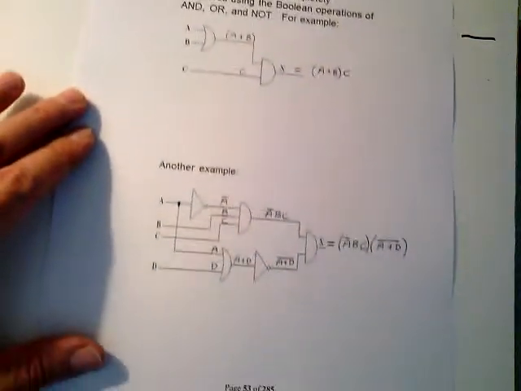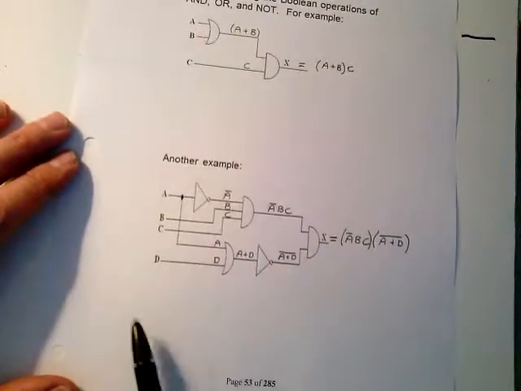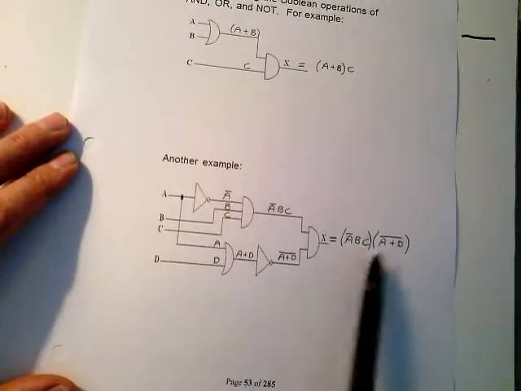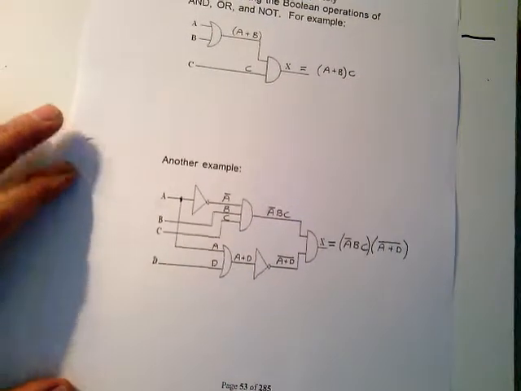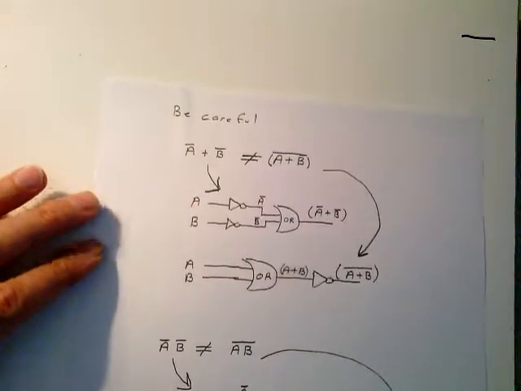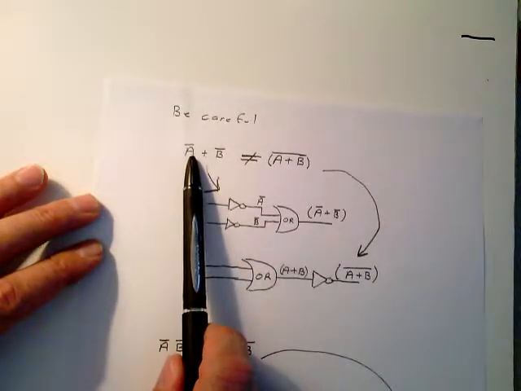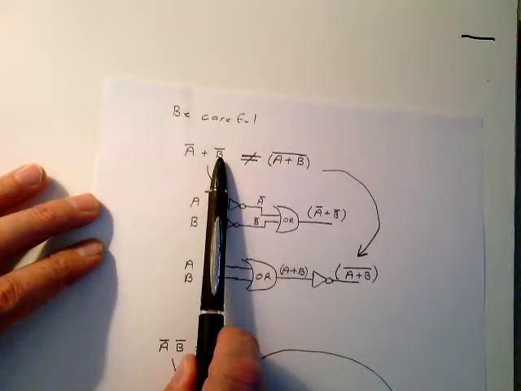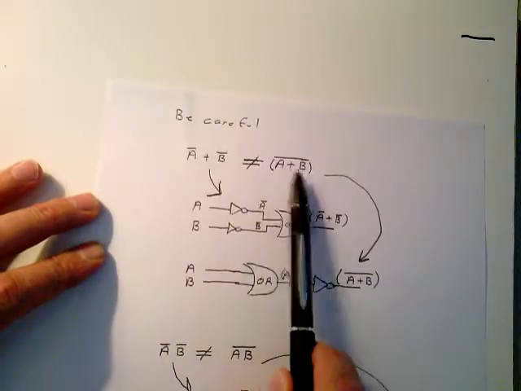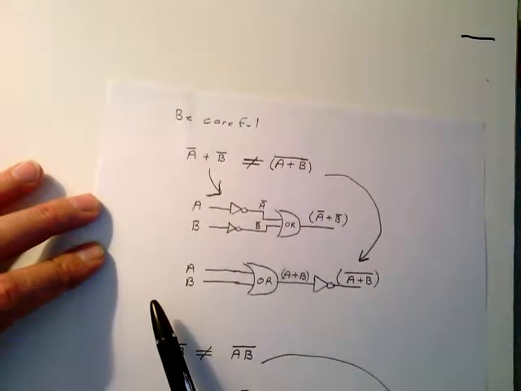Another example down here. Go ahead and stop the video, work this out, see if you get the same thing I got. That's important. Be careful here. I want to show you something that's not in your notes. A barred or B barred is not the same thing as A or B, the whole thing barred.